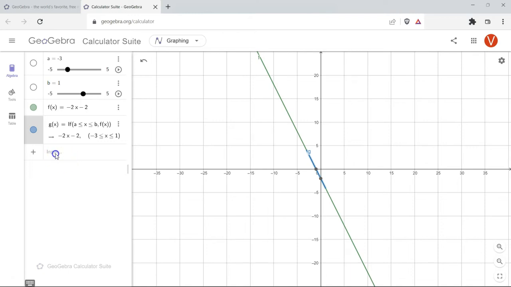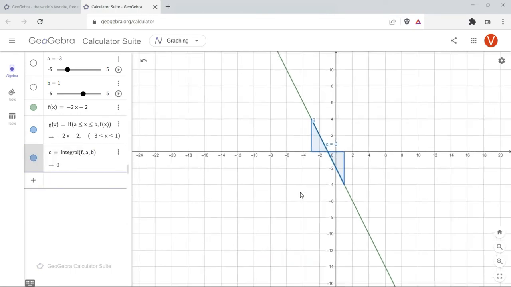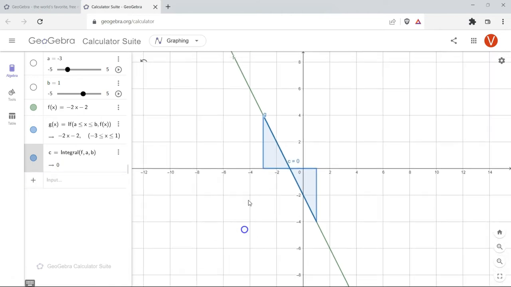Now what we want is the area under the curve. So let's say integral from a to b. Yes, so let's zoom in and see how it looks. Okay, so we have this area, and the total area is 0 because the positive area and the negative area are equal, so they cancel out.